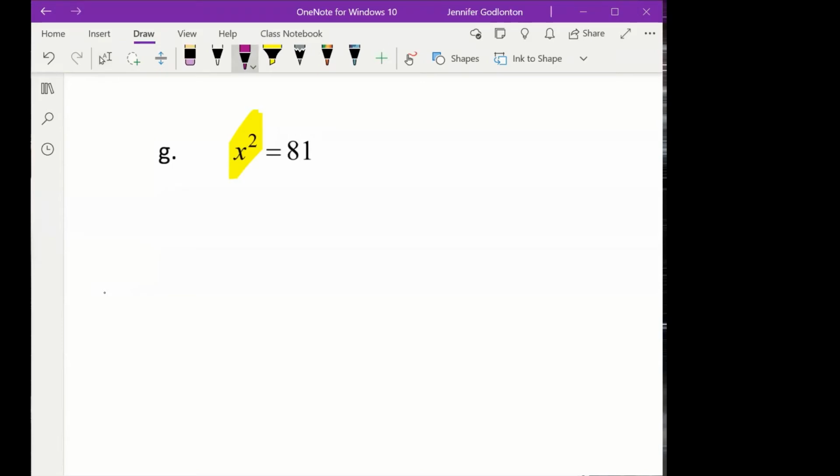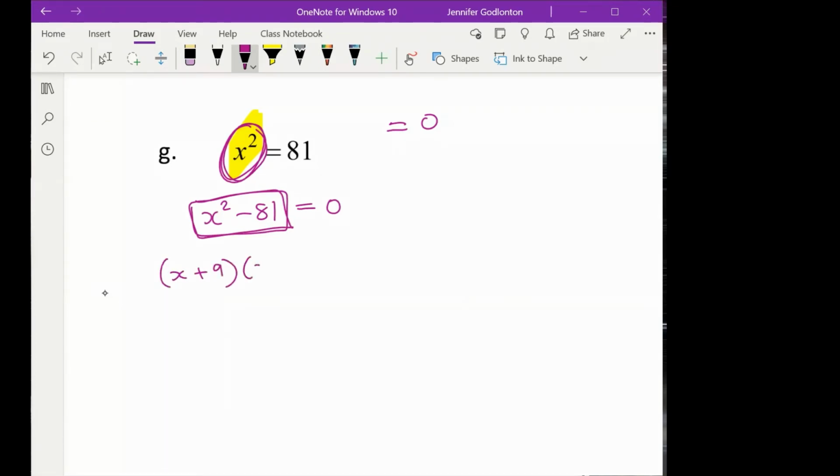So my advice in these situations is whenever you see your x squared, you move everything so that it is equal to 0. Okay, so x squared minus 81 is equal to 0. Now I'm going to think of my factorizing. How can I factorize x squared minus 81? What factorizing could I do? Dots, good. So that would be x plus 9, x minus 9, which is equal to 0, which means my answers are going to be x is equal to -9 or x is equal to 9.